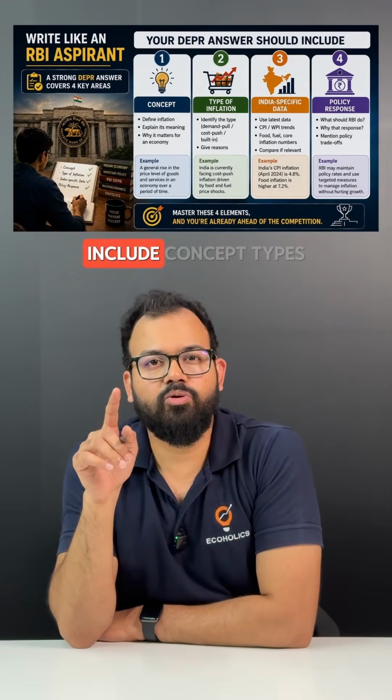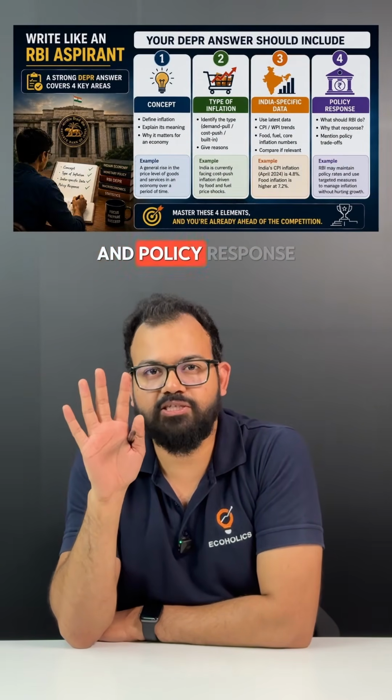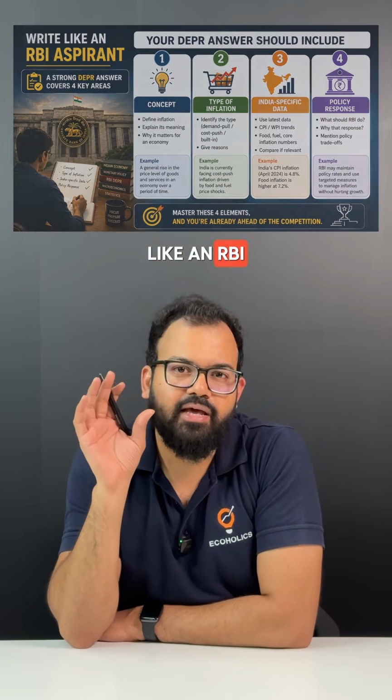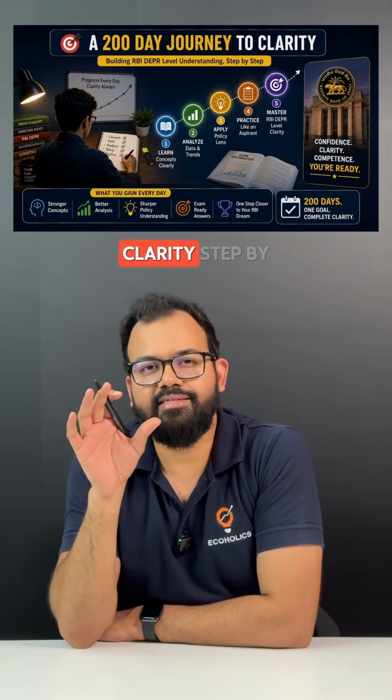In DEPR, your answer should include concept, types of inflation, India-specific data and policy response. If you can do this, you are already writing like an RBI aspirant. In this 200-day series, we are building this level of clarity step by step.